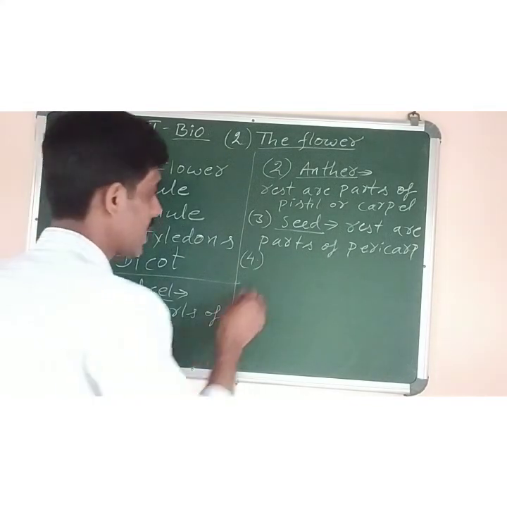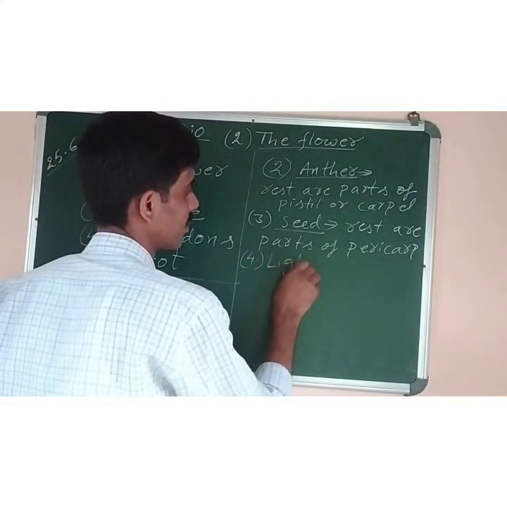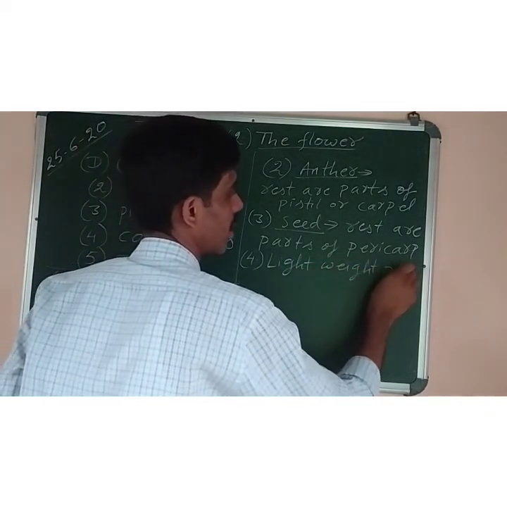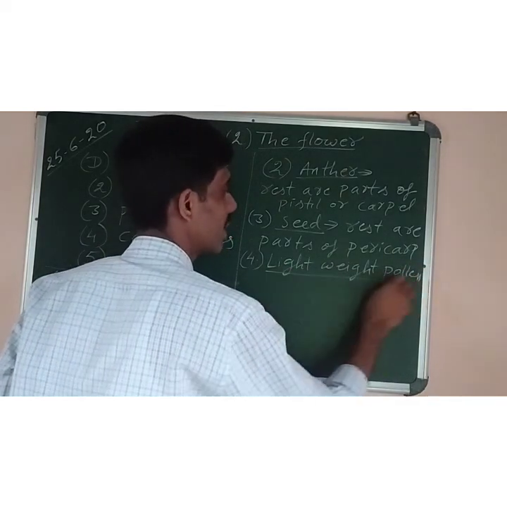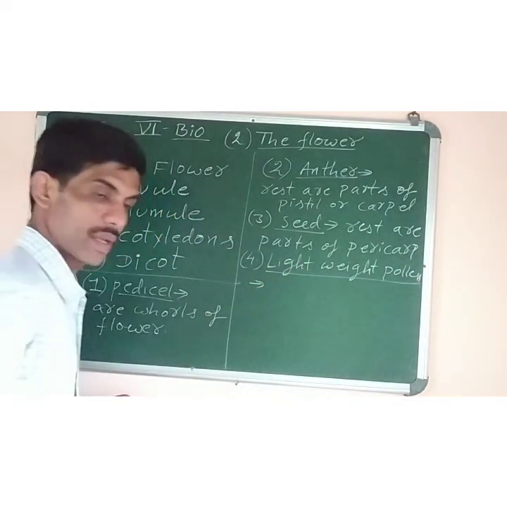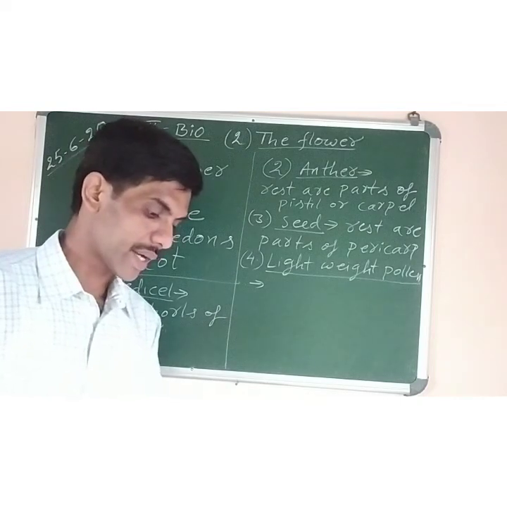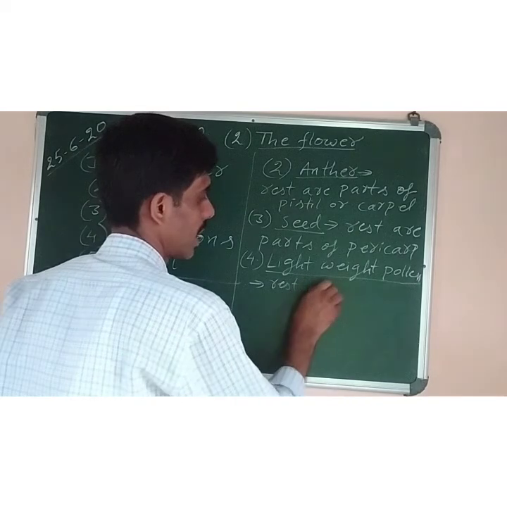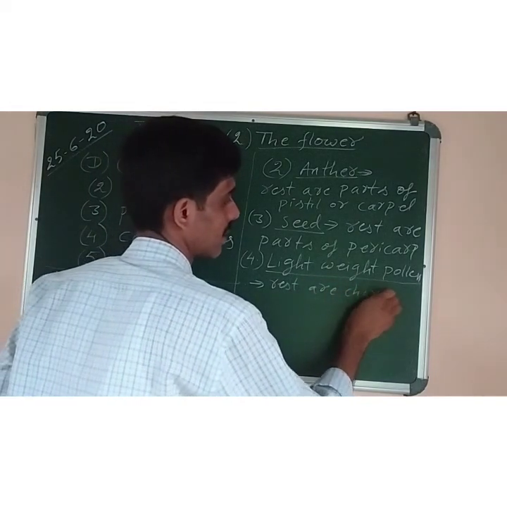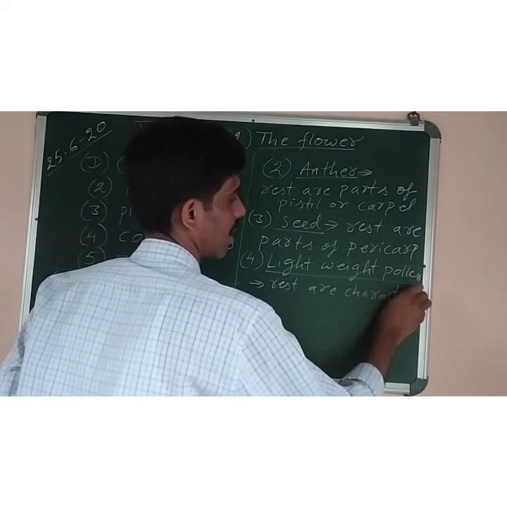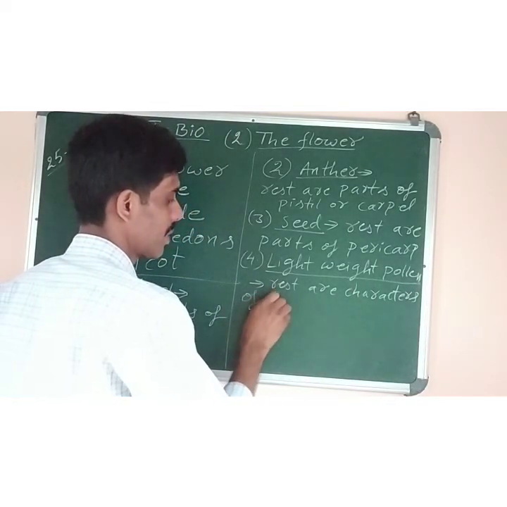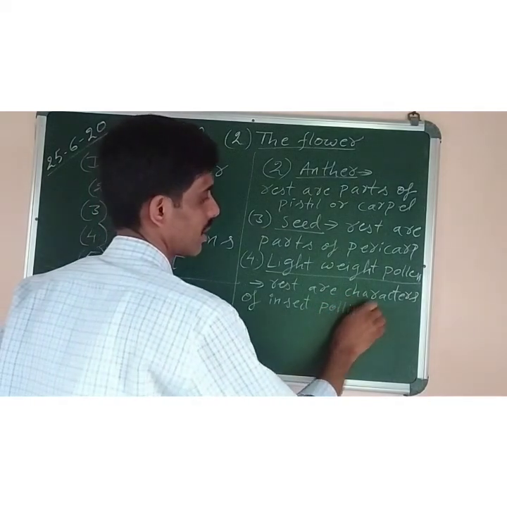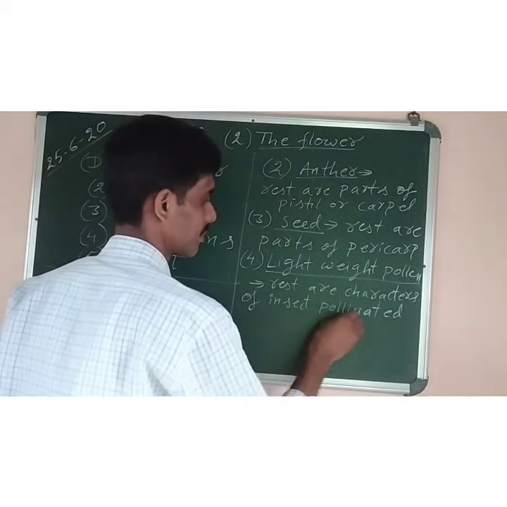Out of this, the lightweight pollen is the odd one. And what is the reason we have to write? The reason is because the rest are the characters of insect pollinated flowers. Rest are characters of insect pollinated flowers.